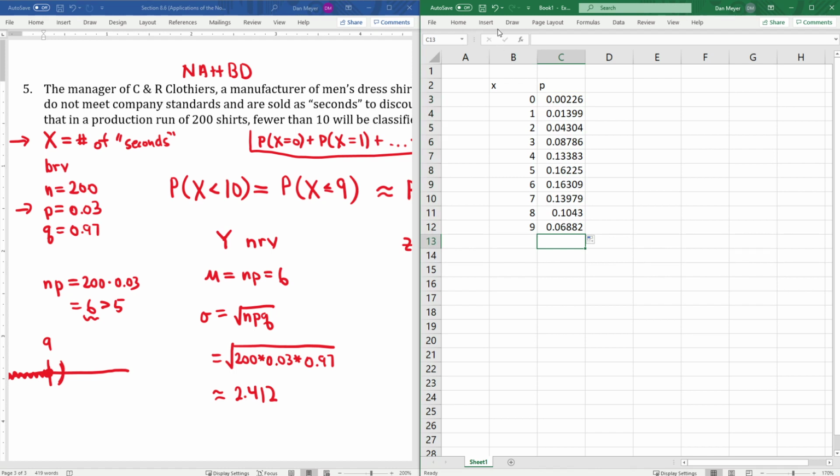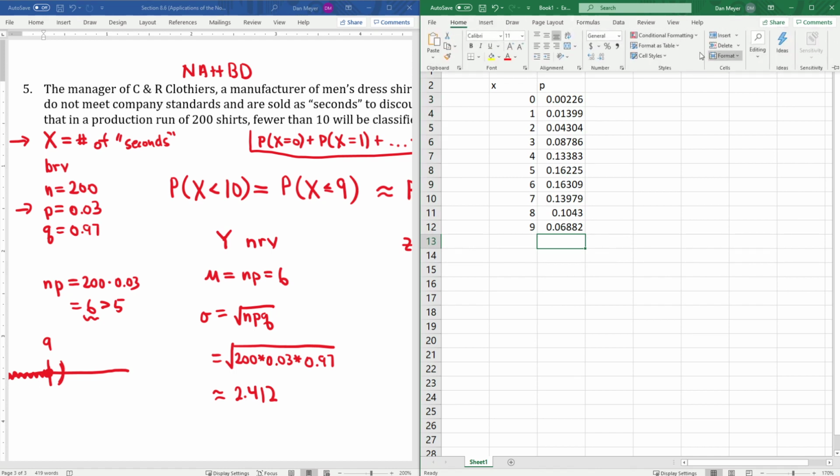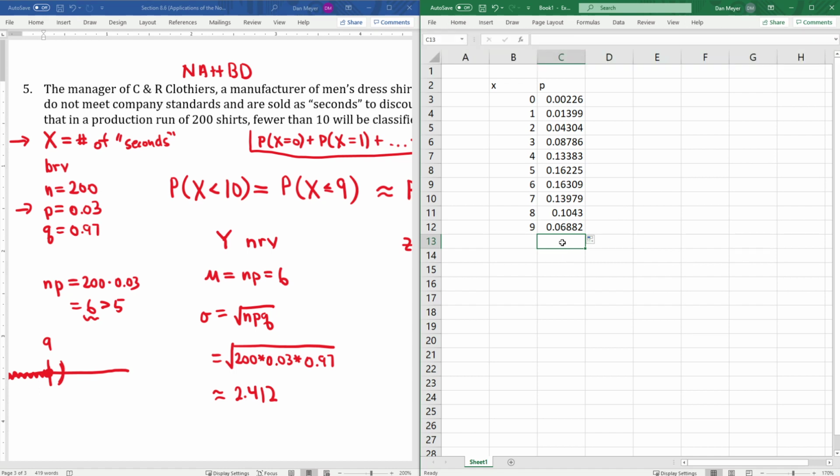And then add things up. I don't have my sum button. All right, equal to sum. All right, then we can add those up pretty quickly in Excel as well. And Excel gives us 0.9192.